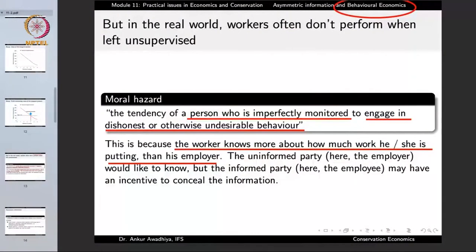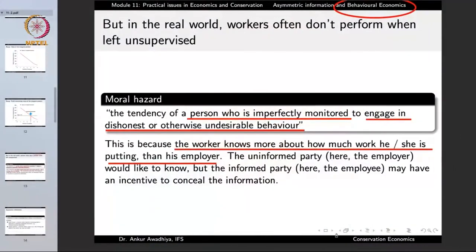But the worker actually knows whether it was the machine that was not working or whether he was just passing away his time. Now, this is an information that is with the worker only. It is not there with the owner or the supervisor. And this permits the worker to engage into dishonest or undesirable behaviors. So the primary cause is that the worker knows much more about how much work he or she is putting than the employer. The uninformed party, that is the employer, would like to know, but the informed party or the employee may have an incentive to conceal the information.